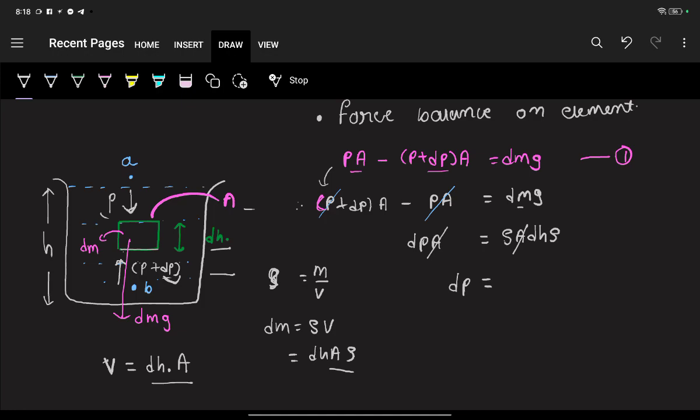Did we miss anything? rho dh into g, right? We forgot this g.